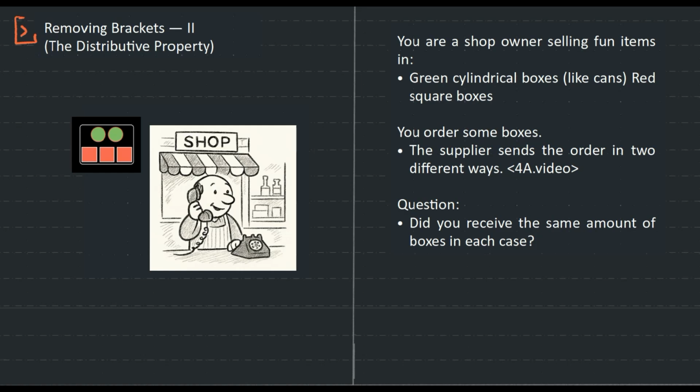Imagine that you are a shop owner and you happen to sell your products in this unique green cylinder, if not red square boxes. So either you use this or this, and you don't make the boxes yourself, you place orders, and the supplier happens to send the boxes in this manner.